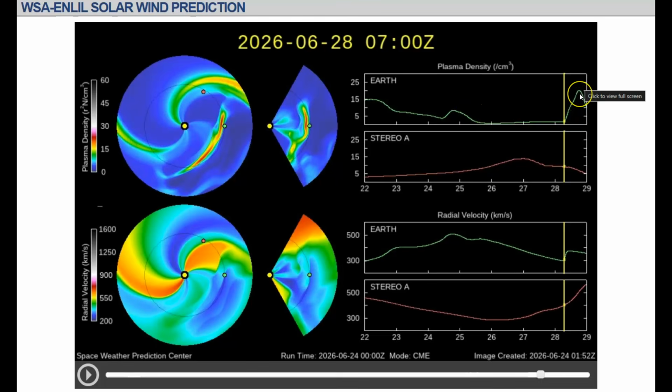But guys, this is, according to what we're looking at, the radial velocity would not be as strong, but the impact of the density will be, because if you look right here, it's showing about 500 kilometers per second in the radial velocity, but really this was a low ball model, and I'll show you what I'm talking about.